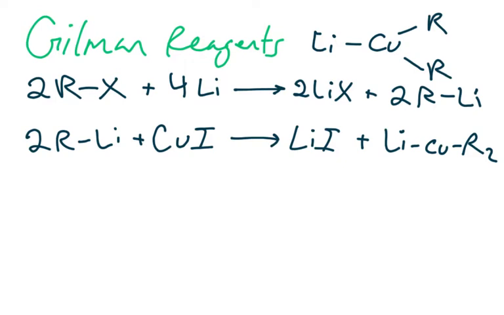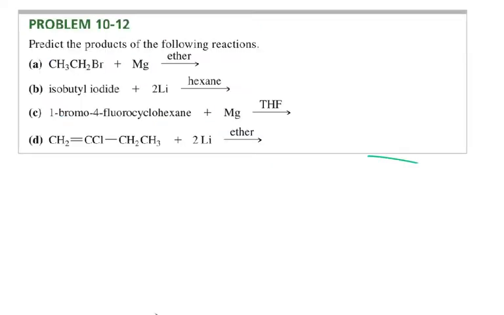So when you look at this thing, you're going to just pretend this is negative and this is positive and this doesn't exist. That's how you do it. And then you just take your carbon group and make it act like a nucleophile. So now that we are familiar with some organometallic reagents, let's try some practice problems.